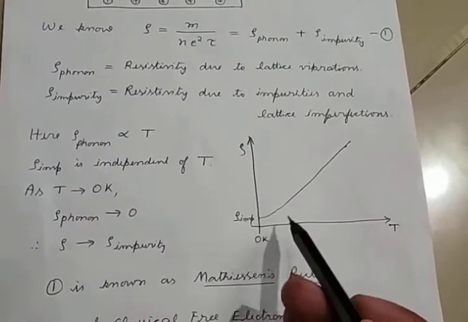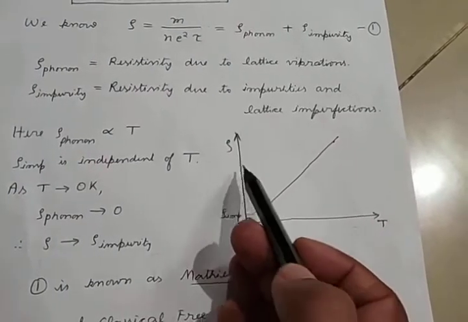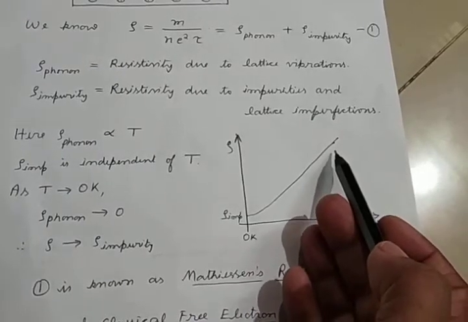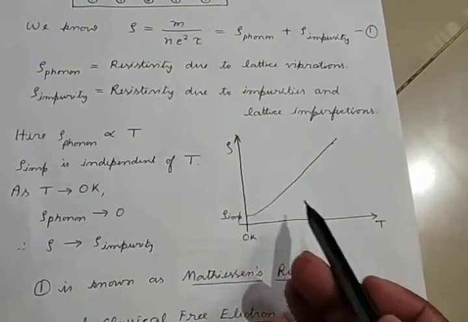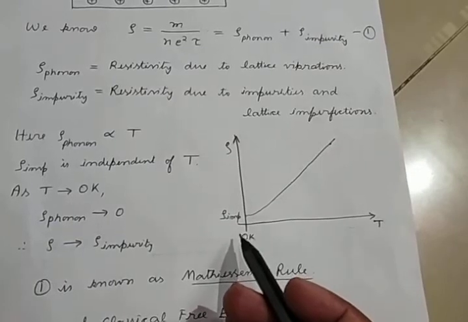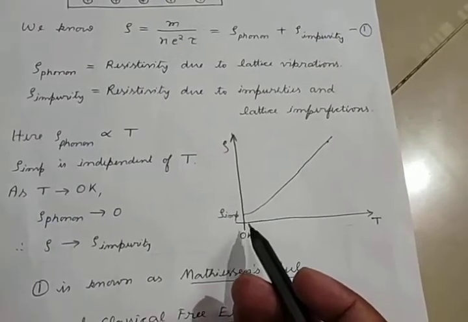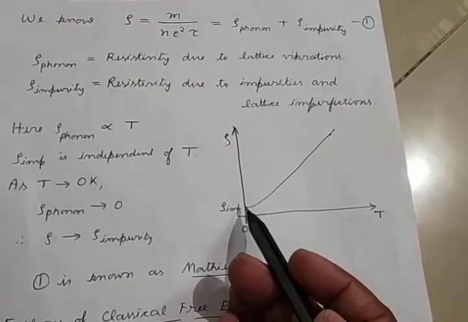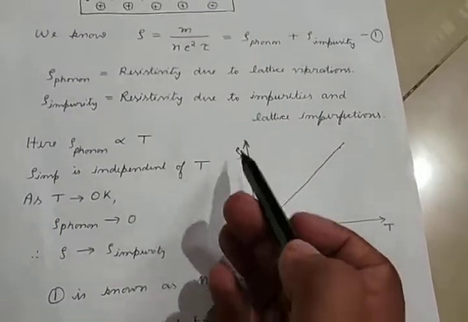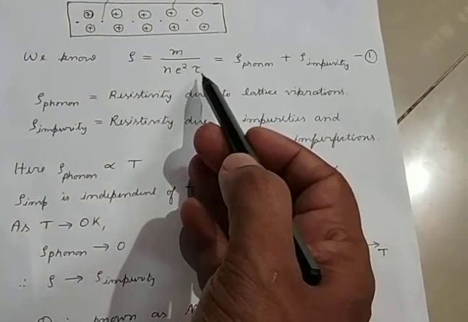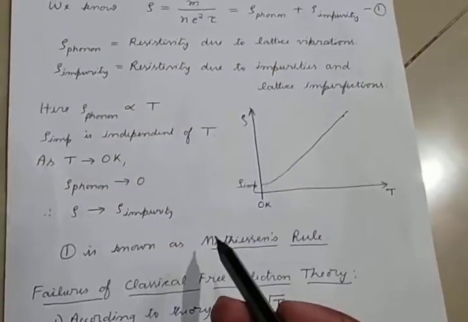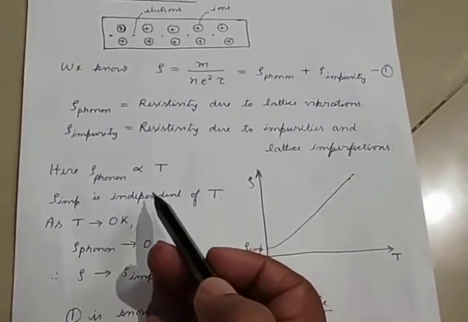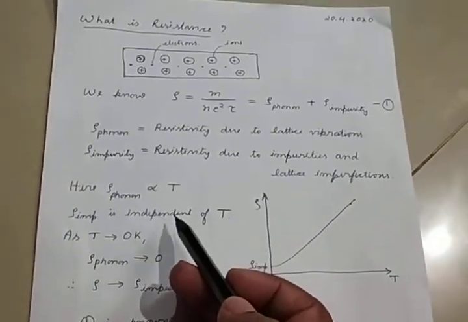This is all shown here in this graph between the resistivity and temperature. The curve is going down as the temperature is decreased towards 0, and when it reaches 0, there will be some resistivity left over, which is called the residual resistivity. This relation of the resistivity is known as Matthiessen's rule. So this explains the resistance phenomena in the case of metals.